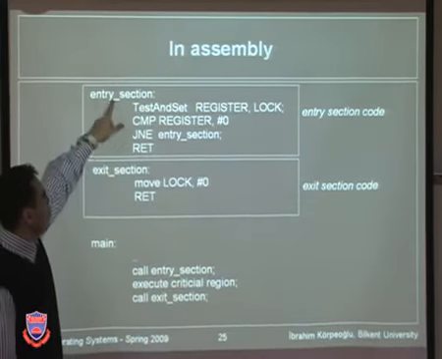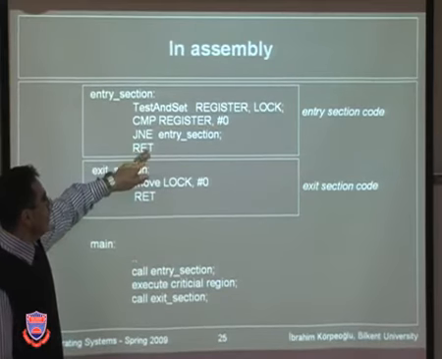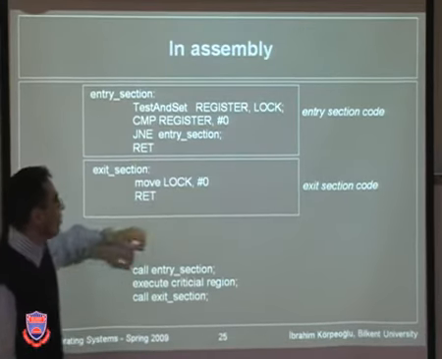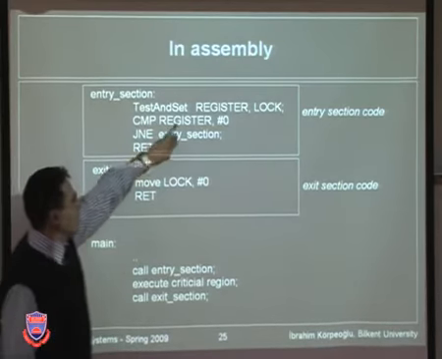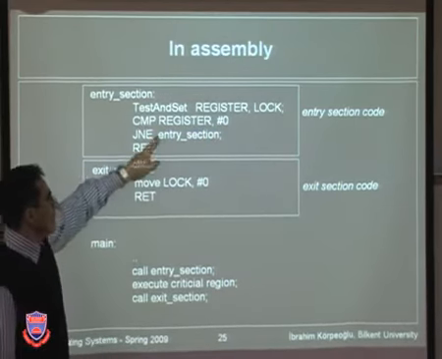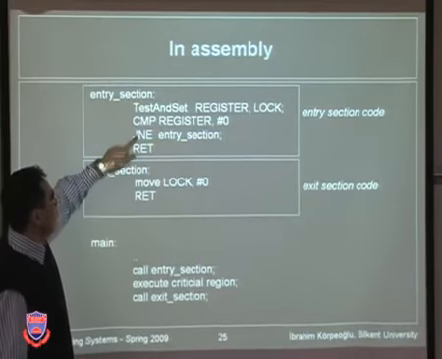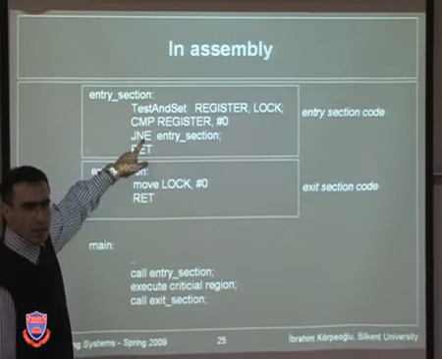So you are not jumping to here. If this is equal to 0, that means you are not jumping. If this is not equal to 0, then you have to jump. Jump not equal instruction, okay?